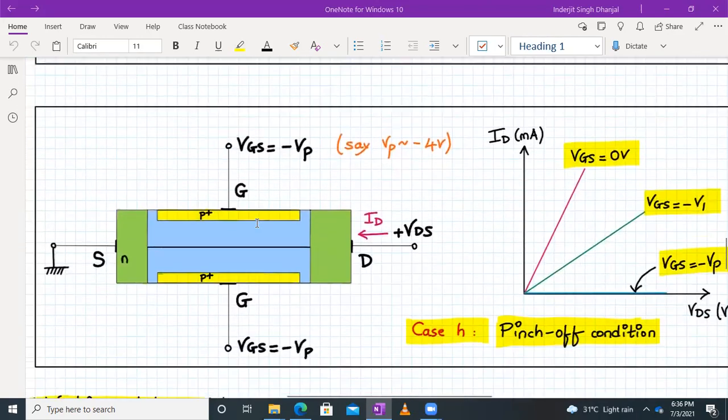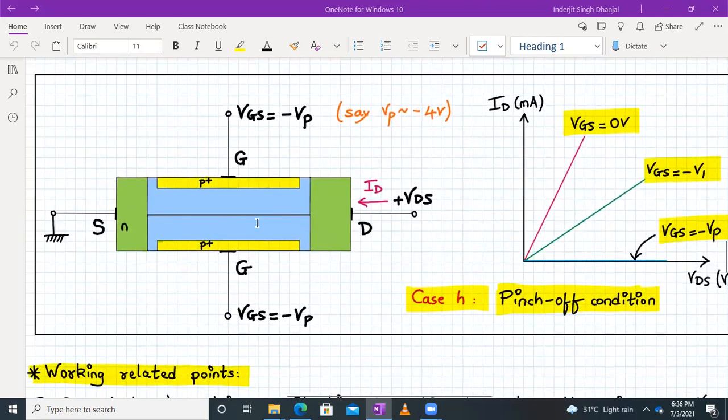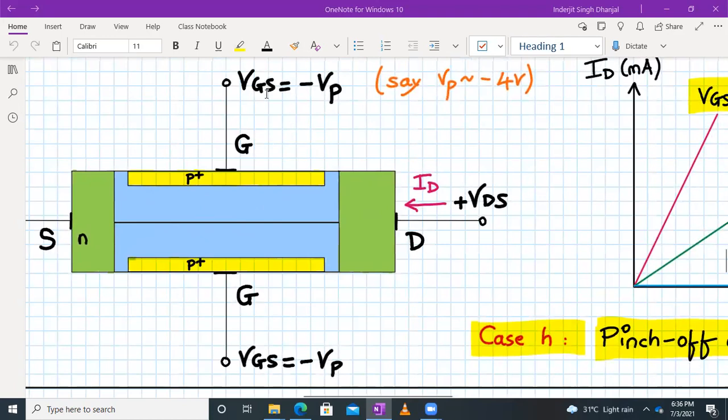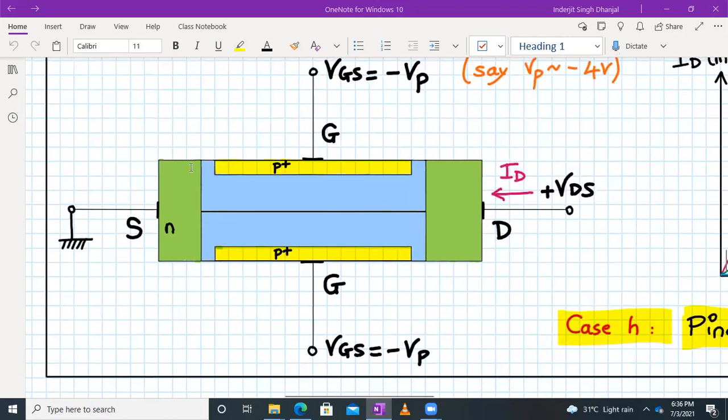Now, if you continue further, a condition will be reached where the reverse biased gate to channel depletion region will completely fill the channel region, as you can see. Let's say when VGS reaches -4 volt, this is also called the pinch off condition. Whenever VGS has reached a higher negative value, at this point both the depletion regions have covered the entire channel. So the depletion region has isolated the source side and the drain side, so there is no way any current can flow over here.